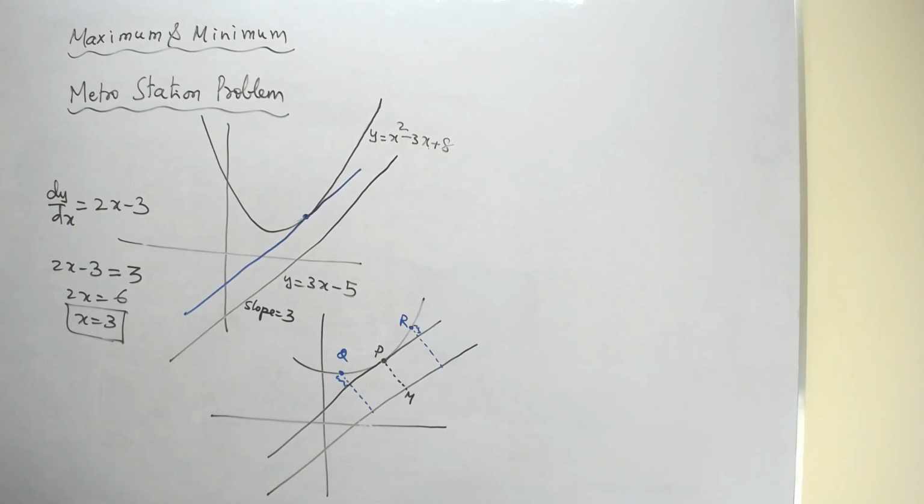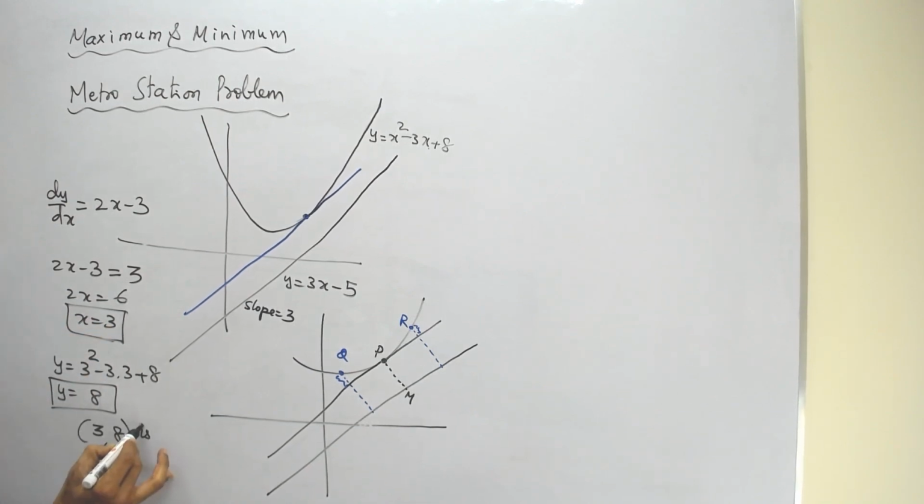If x is 3, please substitute here. What will you get? y is equal to 3 square minus 3 into 3 plus 8. This is nothing but 8. Therefore y is equal to 8 and x is equal to 3. So (3, 8) is the point where the metro station is suggested, so that it is closest to this highway. It is the point closest to the highway.